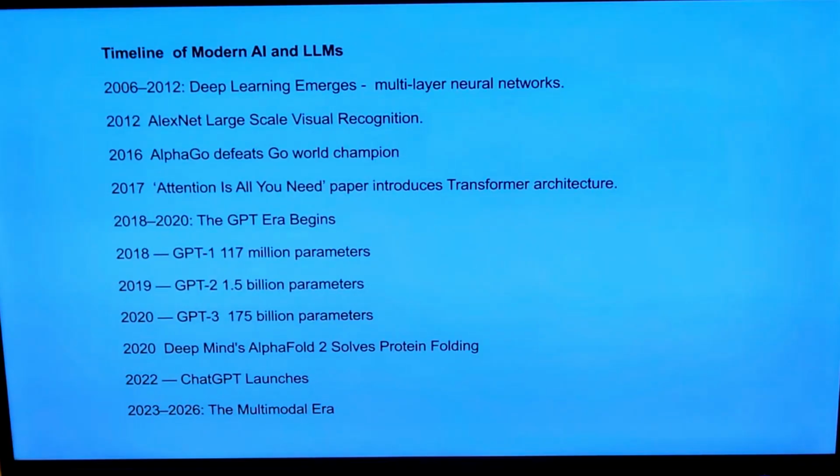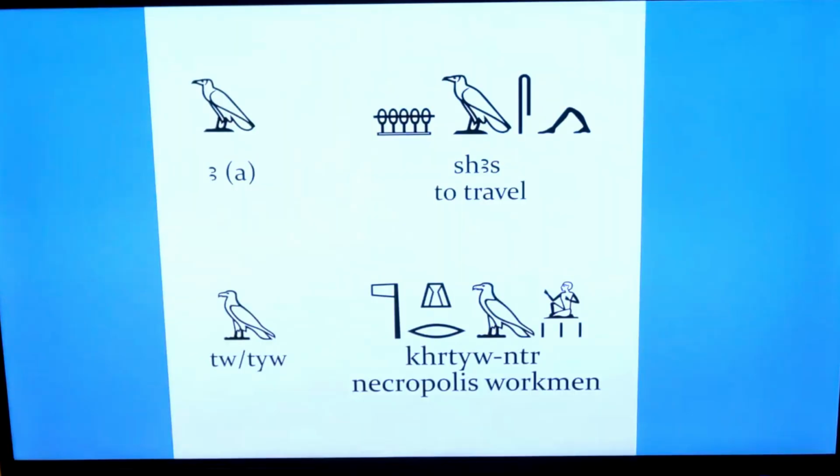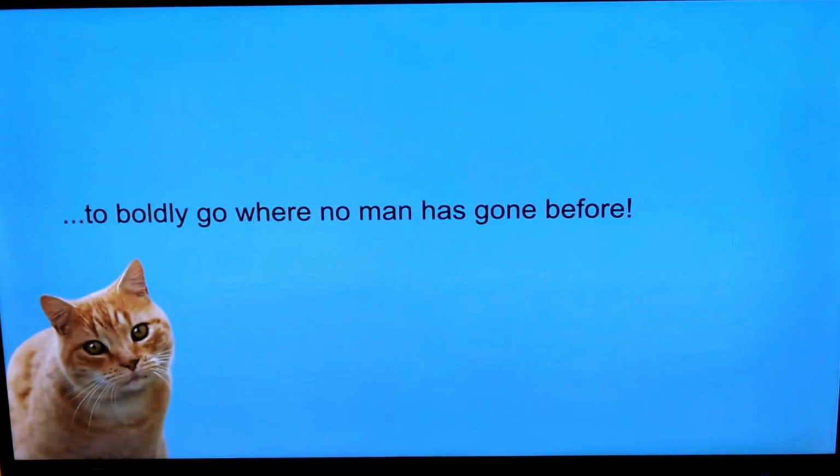AlexNet was visual recognition, so for example, recognizing handwriting is an example of that. A lot of people's handwriting is different. Around 2012 is when that moved on to a position where you could give a computer a picture of James T. Kirk and it would be able to recognize it.